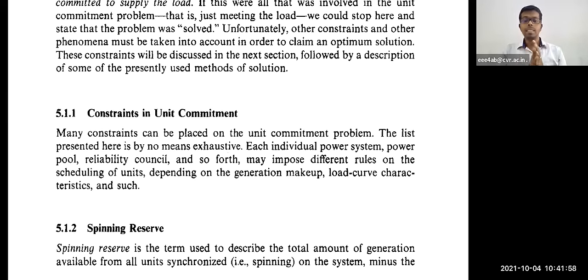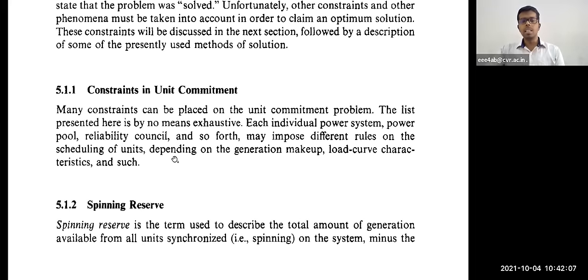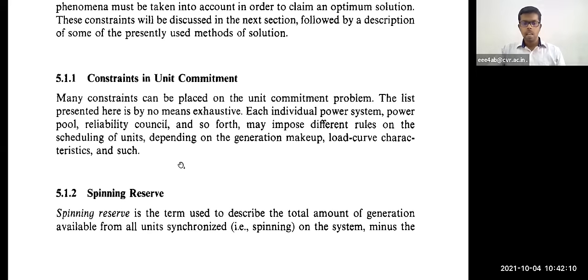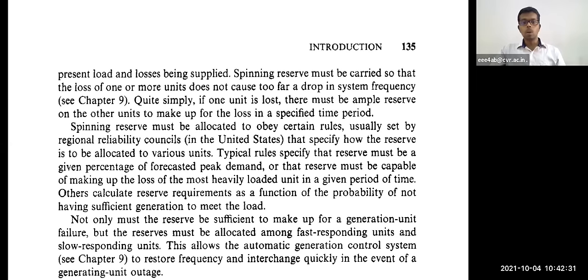There are many constraints in the unit commitment problem. Here some important constraints are given. The first constraint is the spinning reserve constraint. What is spinning reserve? We have already studied it. Spinning reserve is the term used to describe the total amount of generation available from all the units synchronized on the system, minus the present load and losses being supplied.